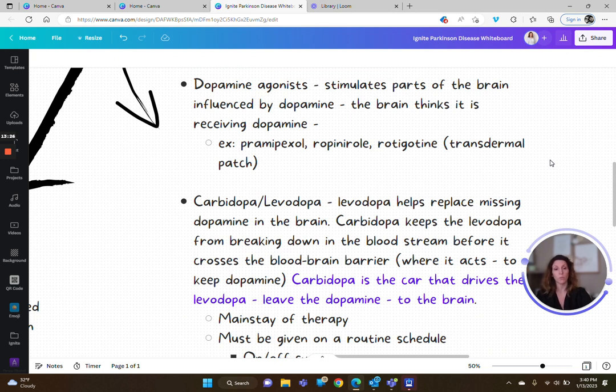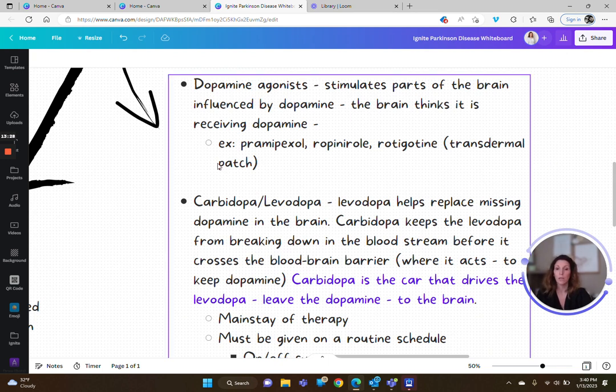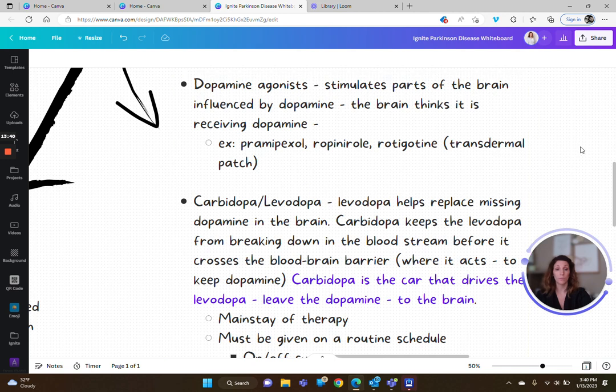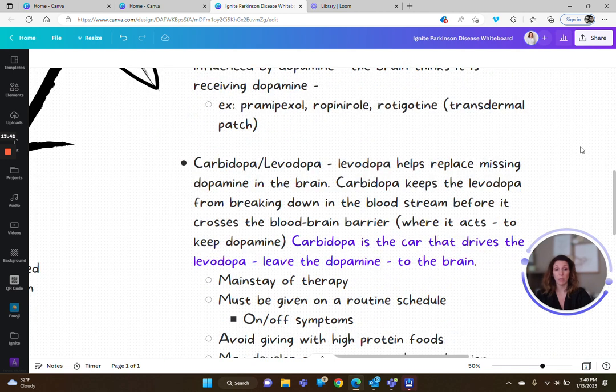Examples of this are pramipexole, ropinirole, and rotigotine. And this one is a transdermal patch. So that's nice. You don't have to take a pill. We can just slap this patch on you. So that's a different option.